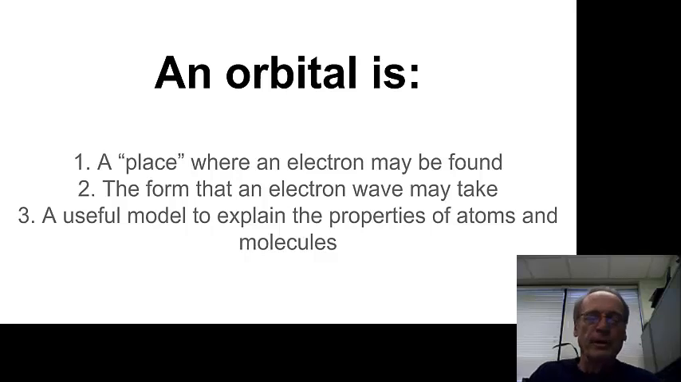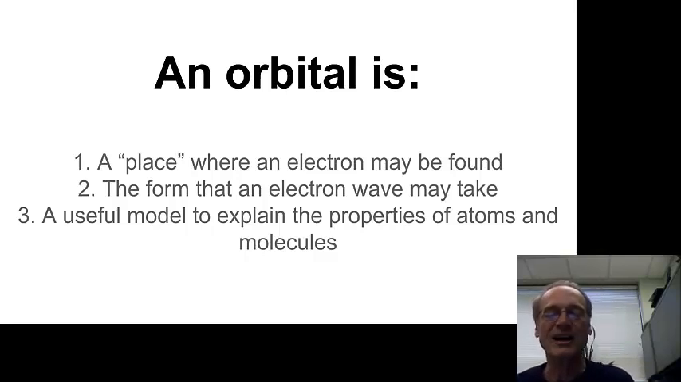It's actually a bit more accurate to say that it's the form that an electron wave may take, because electrons are tiny and moving very fast. They can be thought of as waves as well as particles, and as a wave it has to take on a certain shape or wave form, and so the orbital is kind of the shape that a particular electron has when it has a certain energy. And third, probably the most practical way of thinking about it is it's just a useful way of thinking about the properties of atoms and molecules.